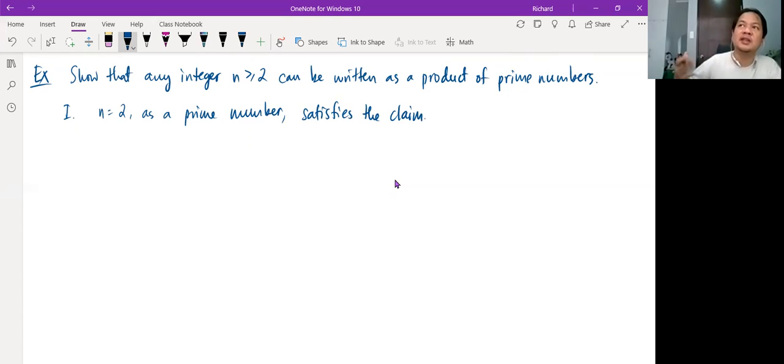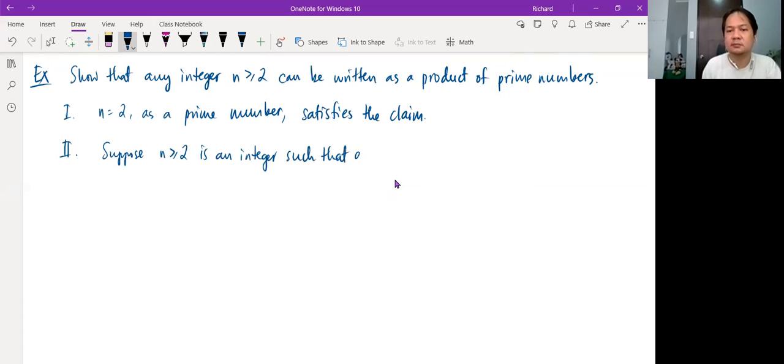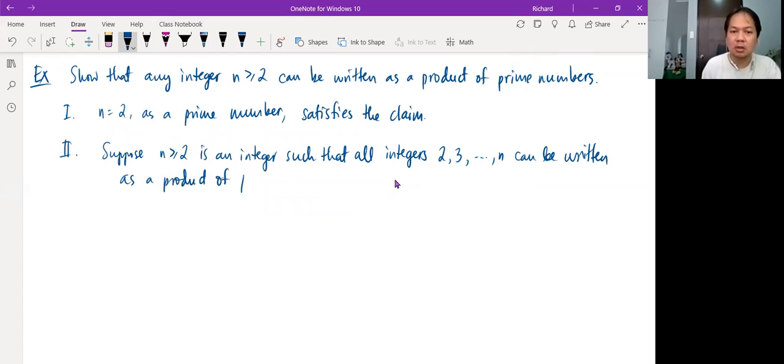So, of course, if something is a prime number, you could think of it as a product of itself consisting of only a single factor, that very same number. Okay. Now, this time around, we're going to be using strong induction. Suppose n greater than or equal to 2 is an integer such that all integers 2, 3, onwards to n can be written as a product of primes.